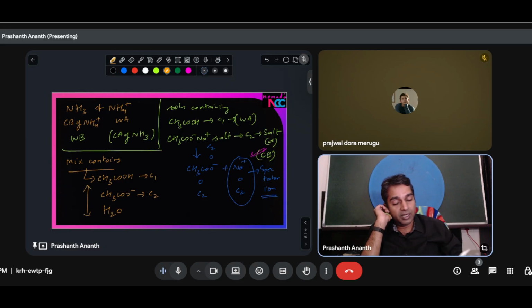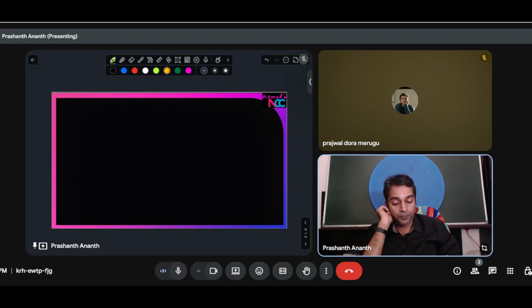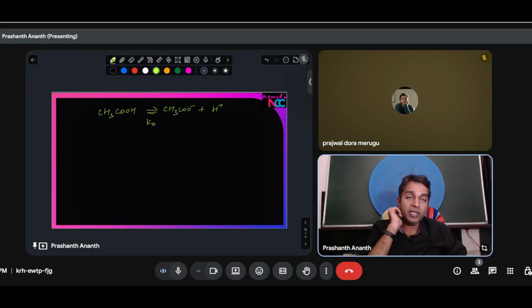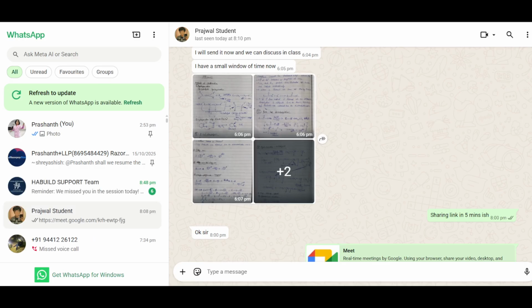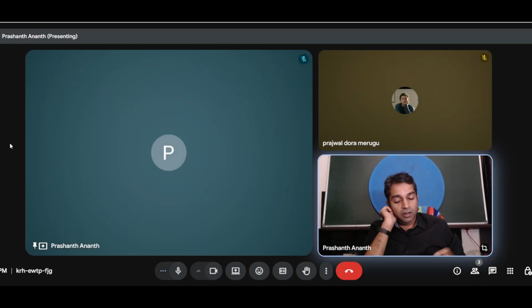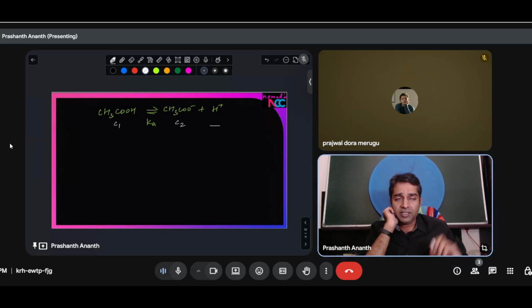So let's now try to understand what is the equilibrium which we can play with over here. We will have the weak acid CH3COOH having its own dissociation into CH3COO minus and H plus. This will be its own equilibrium with the equilibrium constant being Ka in this particular case. Only difference here is this is having concentration C1 in the beginning, this is having concentration C2 in the beginning, and the H plus is an unknown. So let's just leave it as an unknown for now.